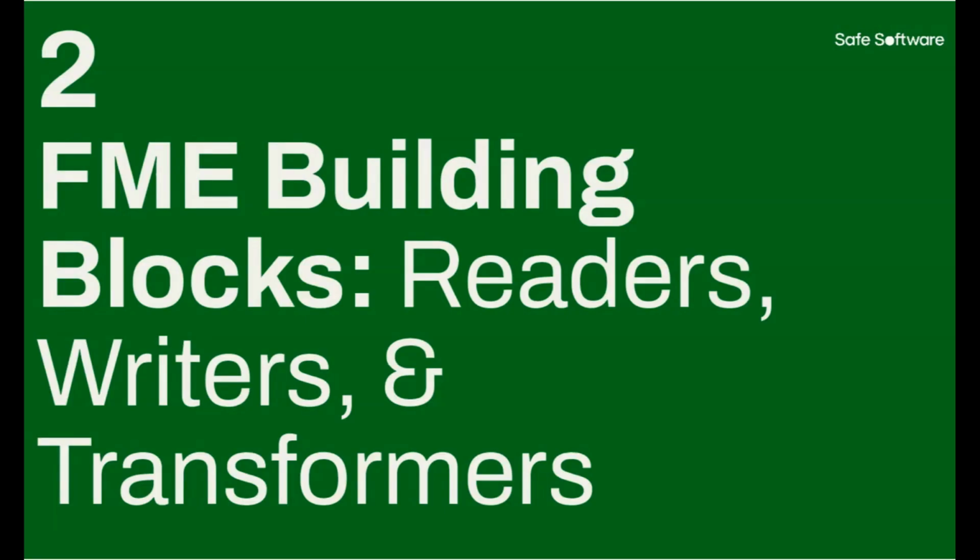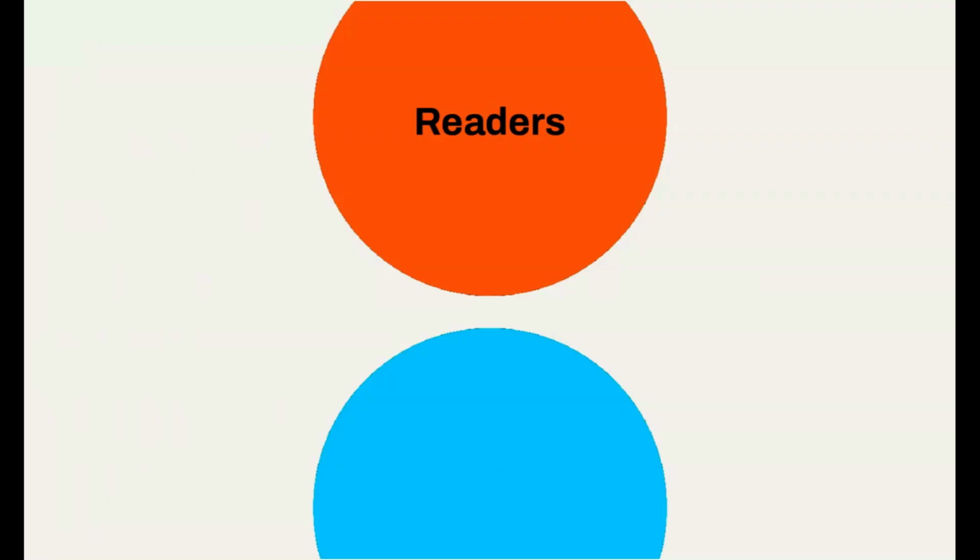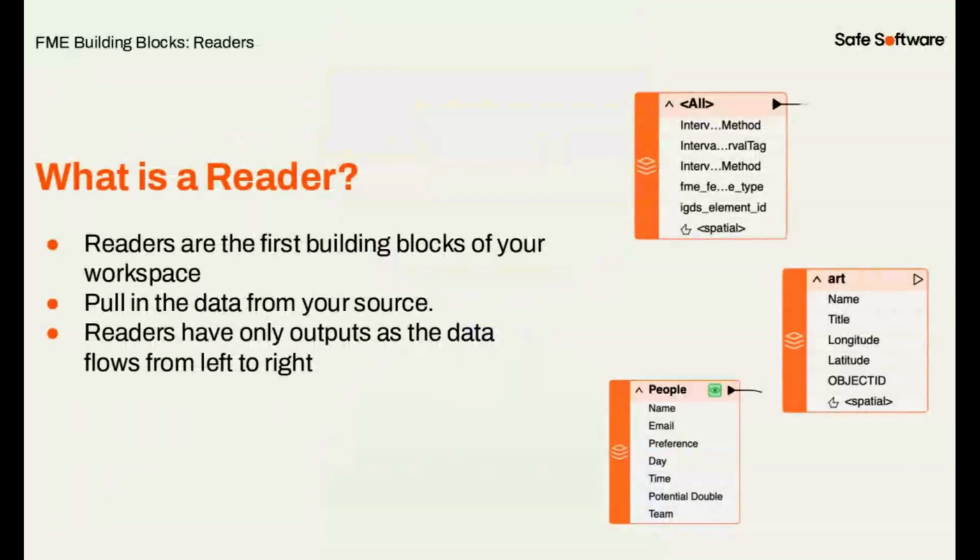Yeah, thanks, Keelan. So to go through the core components of FME, readers, writers, and transformers, these are the building blocks for any workspace. To start, what exactly is a reader? So readers are the first step in your workspace. They bring data into FME. Think of them as the entry point for your data, pulling from whatever source you're using.